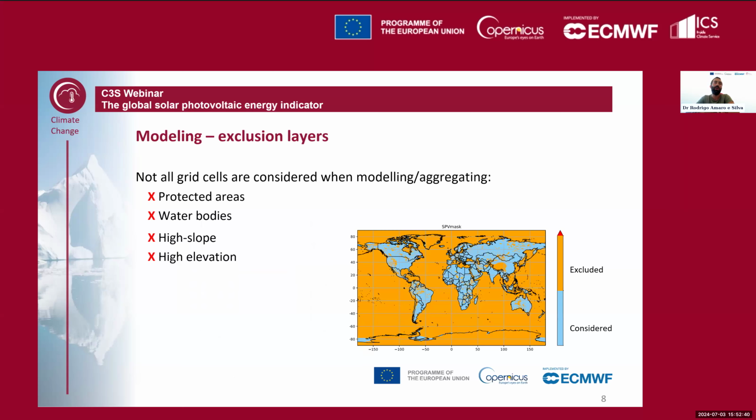It's also important to highlight that when we aggregate this pixelized data into this aggregated version, we consider what we call some exclusion layers in the process, where basically we filter out some regions based on predefined parameters, so that these are not considered when computing the regional average. And these could be protected areas, like for wildlife, water bodies, high slope and high elevation territories.